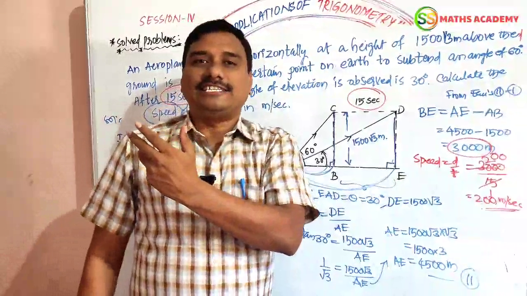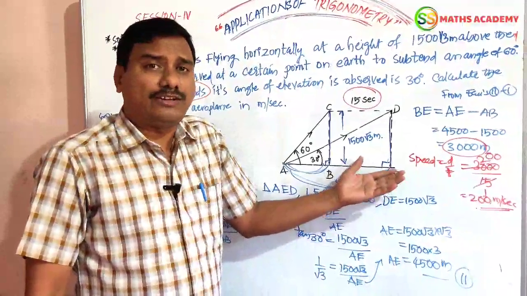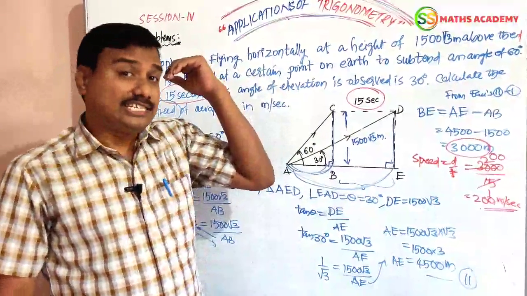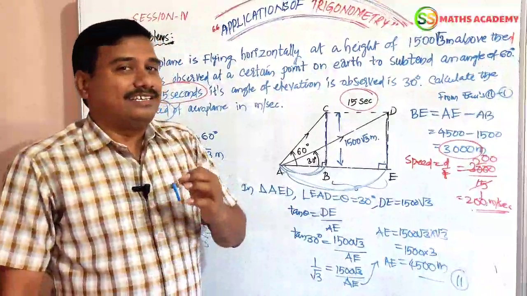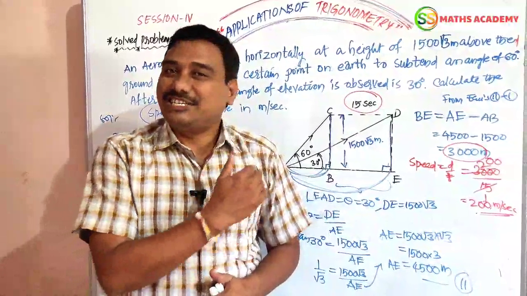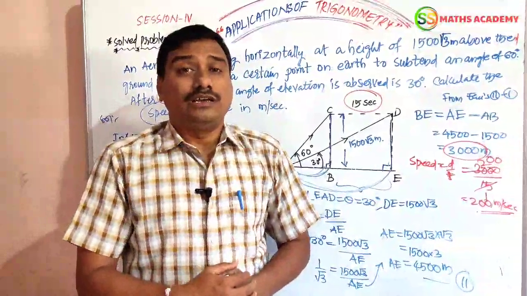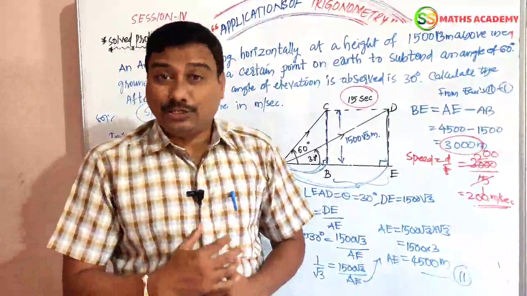When you get the distance, then find the speed using the formula distance by time. The time of 15 seconds is given in the question. Now divide it, and you will get the answer. I hope you understand these two important questions, which are useful for board examinations. I assure it.